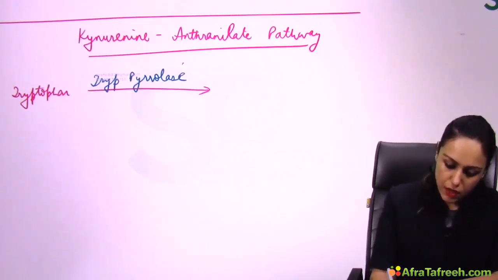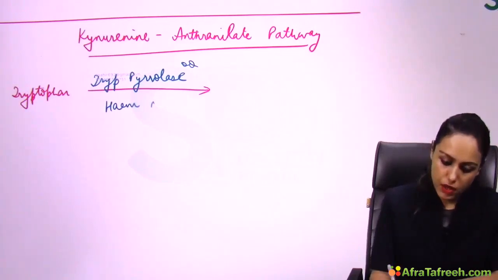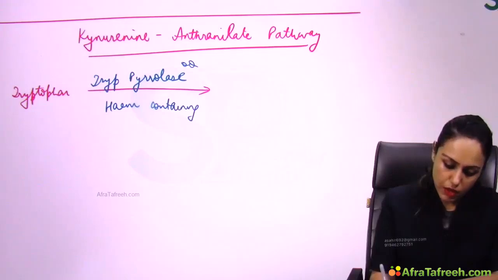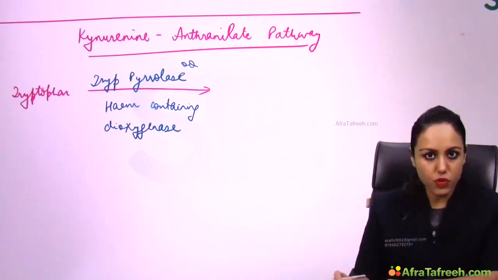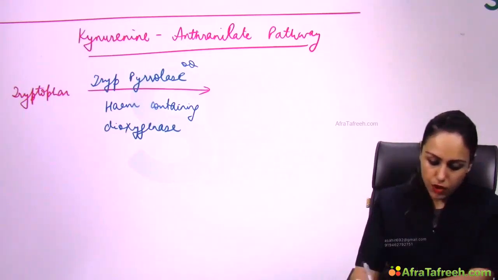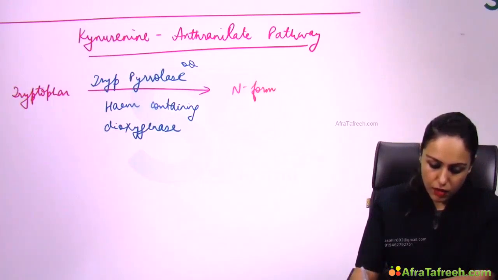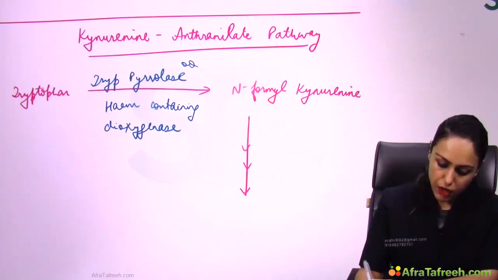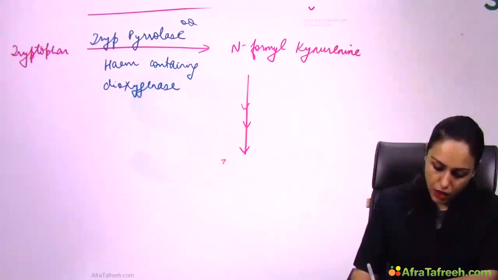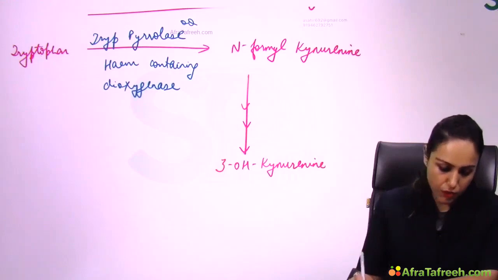This enzyme is very special. It is a heme containing enzyme. Also, it is a dioxygenase, that is, it incorporates two atoms of molecular oxygen into the substrate, right? Now, the product which is formed is N-formyl kynurenine. After that, multiple steps occur here, and 3-hydroxykynurenine is formed.